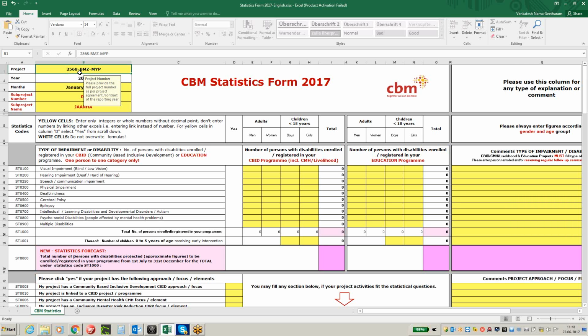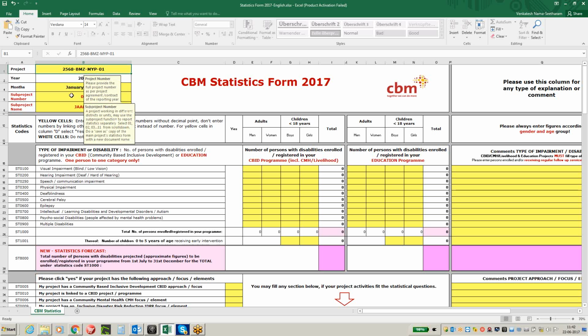Then if in the Navision it is a separate project number, you have to fill in the same number that is in the Navision as the project number here. Then you need not worry about this sub-project number and sub-project name. If the number is 2568 BMZ MYP with -01 or something like that in the Navision, then you have to fill in accordingly, with different statistics forms 01, 02, 03 like that, and send the forms.